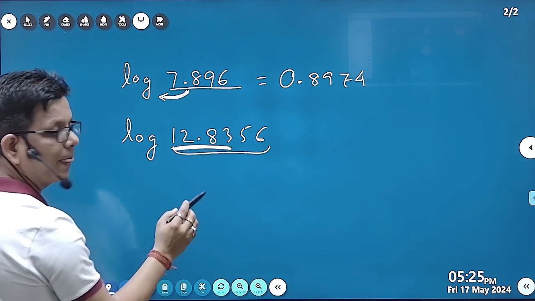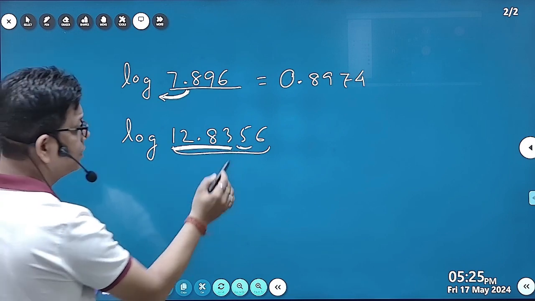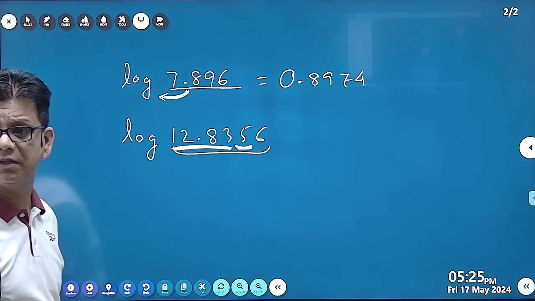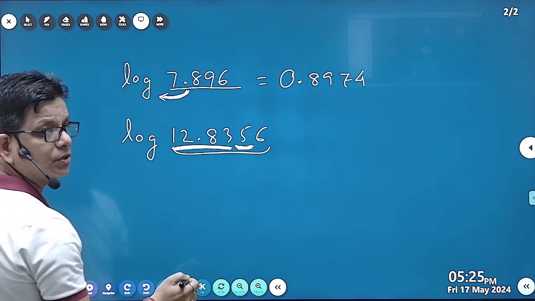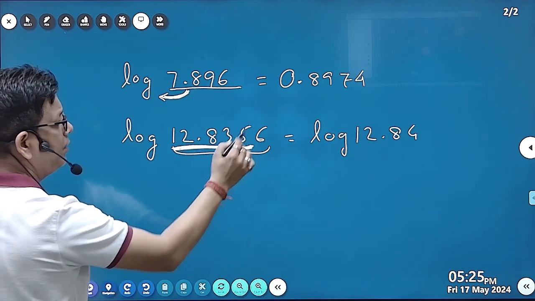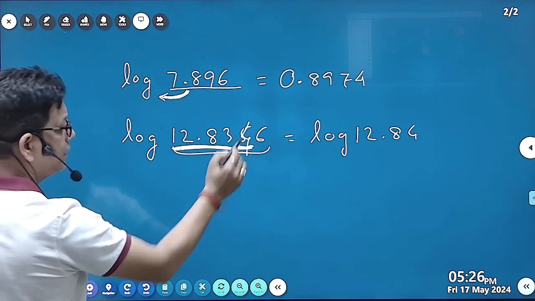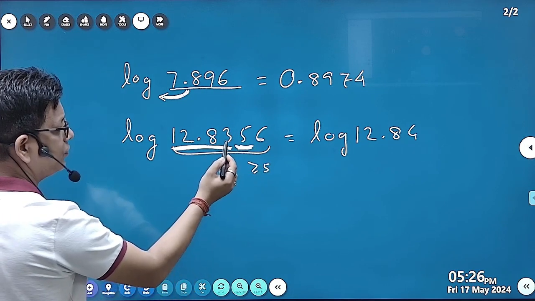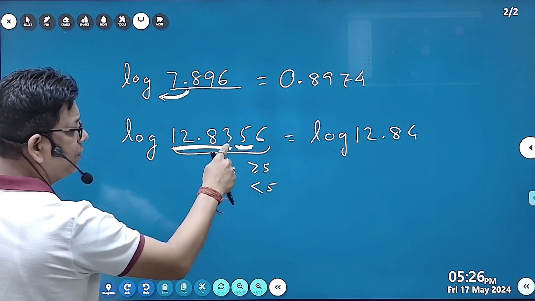So 12.8, this is 3. But this number, rounding of numbers. Since this number is 5, when you round off to the next digit, 5 or more than 5, this 3 will become 4. So it will actually be log 12.84. If it had been 4, then 12.83, the 3 will remain the same. If this number is greater than or equal to 5, then it becomes 4. If it is less than 5, that means 1, 2, 3, 4 or 0, then 3 remains 3 only.